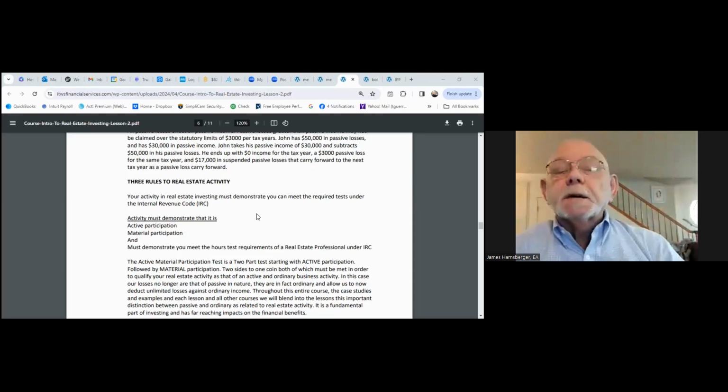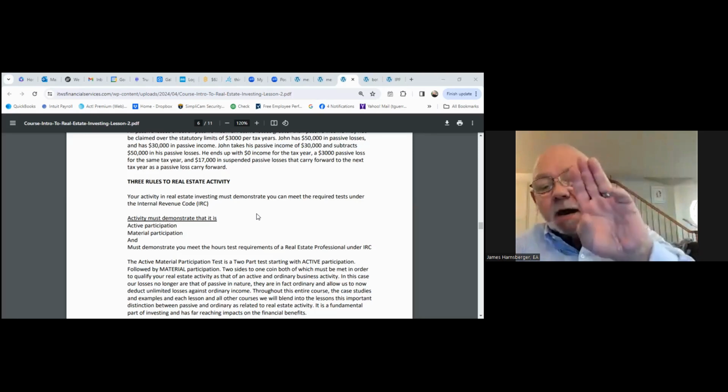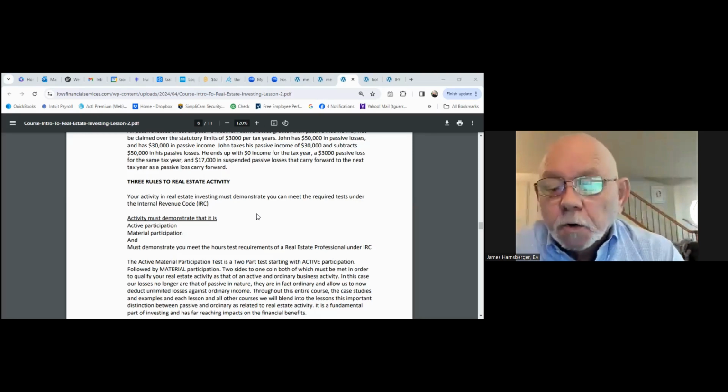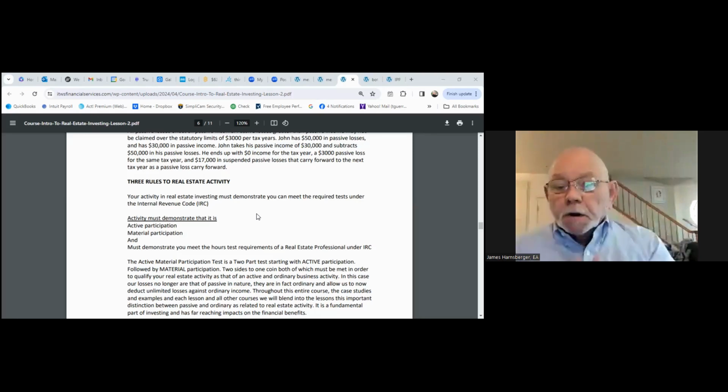And once we can meet that test and we have all 3 of the golden rules, we're golden, because now we can do some really cool planning and we can do a lot of things that are going to allow us to keep a lot more of our money both now and in the years forward on some future disposition of the property.